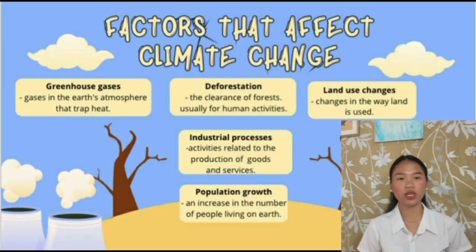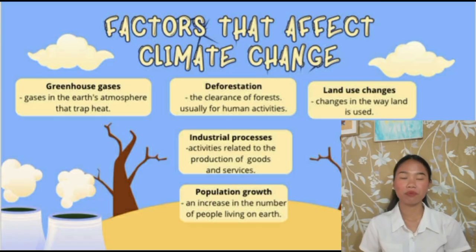So the fourth one is industrial processes. Activities related to the production of goods and services. What are the causes? Of course, manufacturing and mining. And ang impact is pollution and resource depletion. So next, the last one is population growth. Population growth is an increase in the number of people living on Earth.